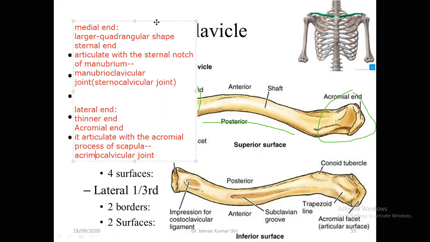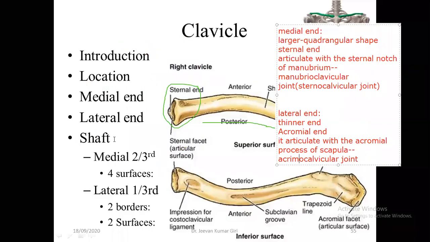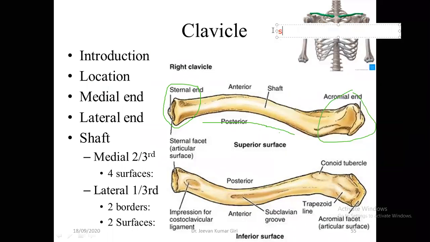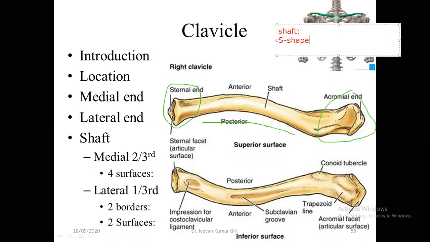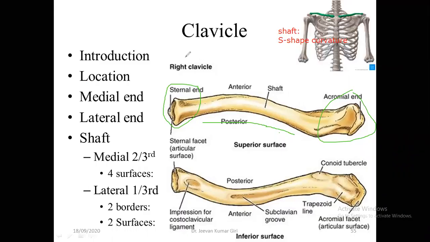Now we'll go for the shaft. The shaft is the middle portion, the middle cylindrical portion. If you see the shaft, it has an S-shaped curvature. See here, the S-shaped curvature is like this. I will draw it here. This curvature is like this.